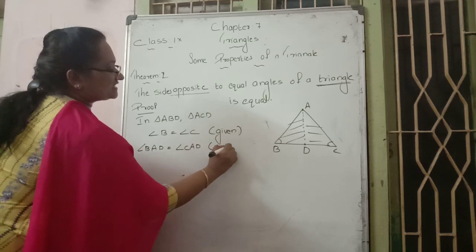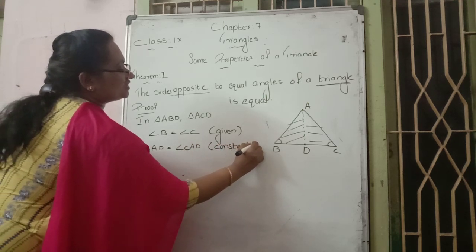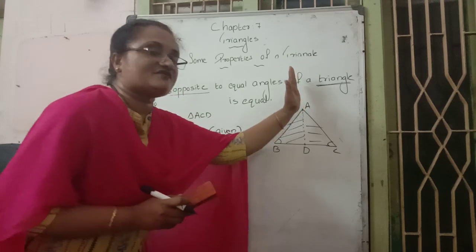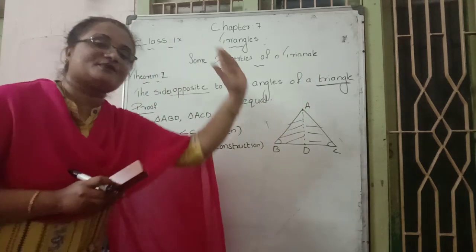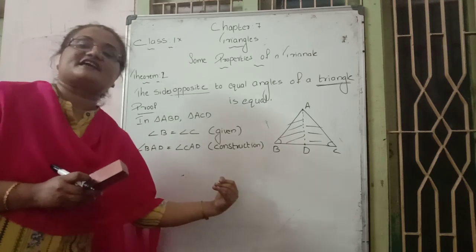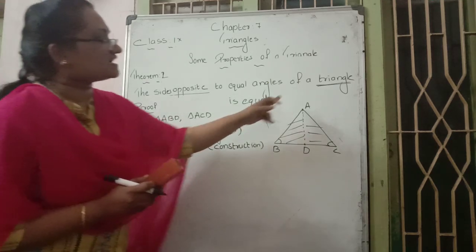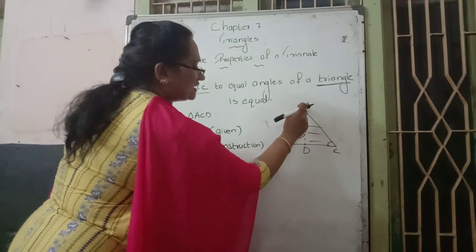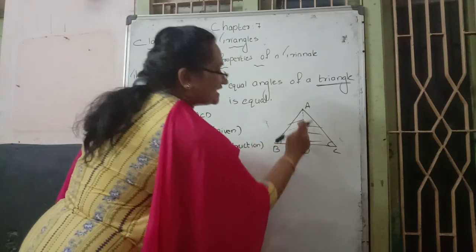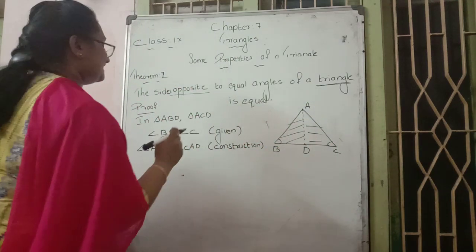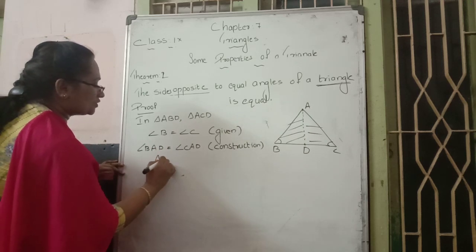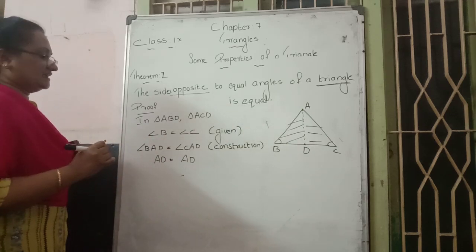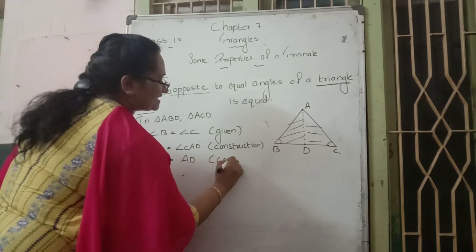How do we get that one? From the construction work we get this second condition. What construction did we do? By drawing the bisector we get this second condition. Third condition, what can we say? With respect to these 2 triangles, AD is included in triangle ABD and AD is included in triangle ACD. This is common. The reason is common.